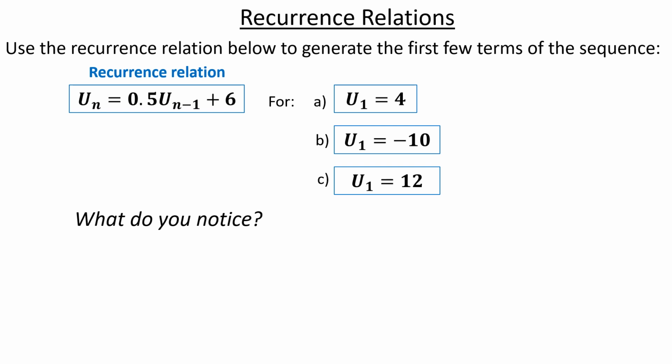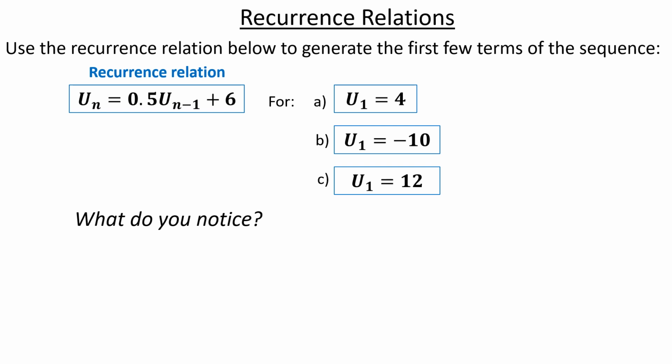So the trick for calculating the limit is to replace u_n and u_(n-1) with the same letter. Call it L for limit. And in this case, we'd have L = 0.5L + 6. A quick bit of rearranging would show you that you end up with 0.5L = 6, so L = 12. And you can explore and investigate what happens.